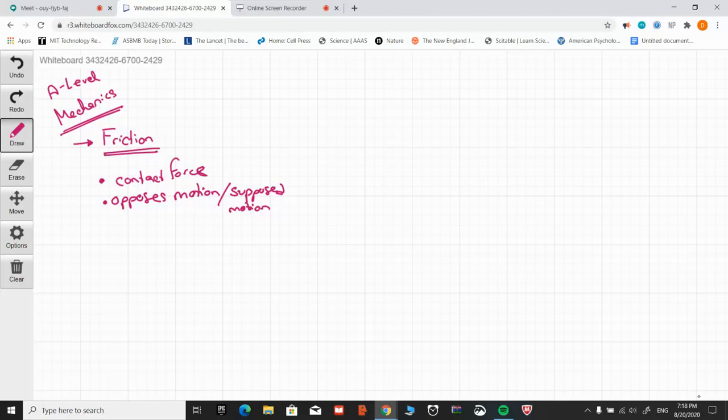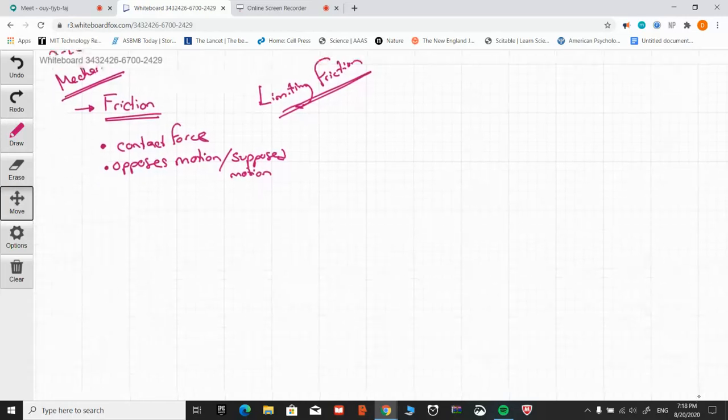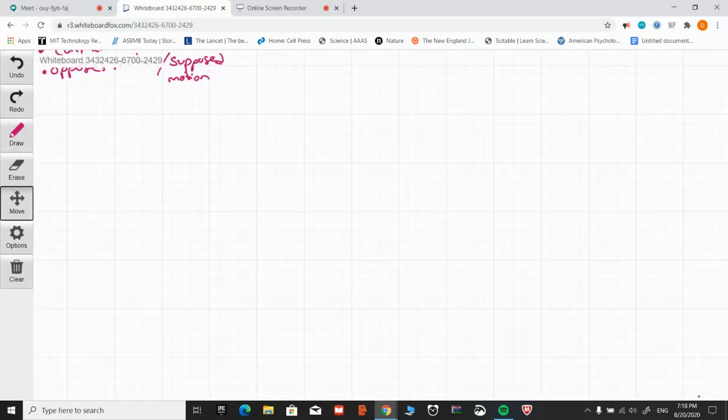Now, in this chapter, we will be talking not only about friction in general, but also about a very specific kind of friction, which is known as limiting friction. Now, this idea of limiting friction is not all that complicated. It's actually pretty simple. So let's try to understand what limiting friction is about.